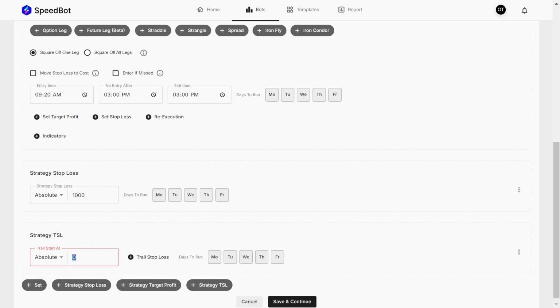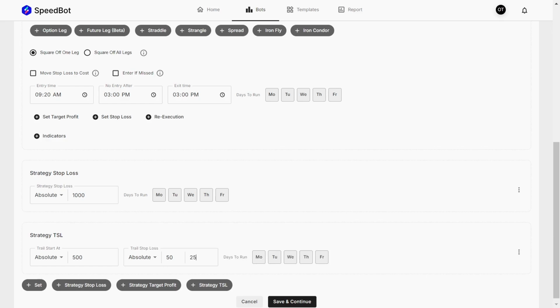If I say after 500 rupees, that is, whenever my profit reaches 500 rupees, after that I will activate my trailing stop loss, and I will say that the stop loss will be 50 for every 25. So what does this mean? Let us understand what this 50 and 25 figure means.